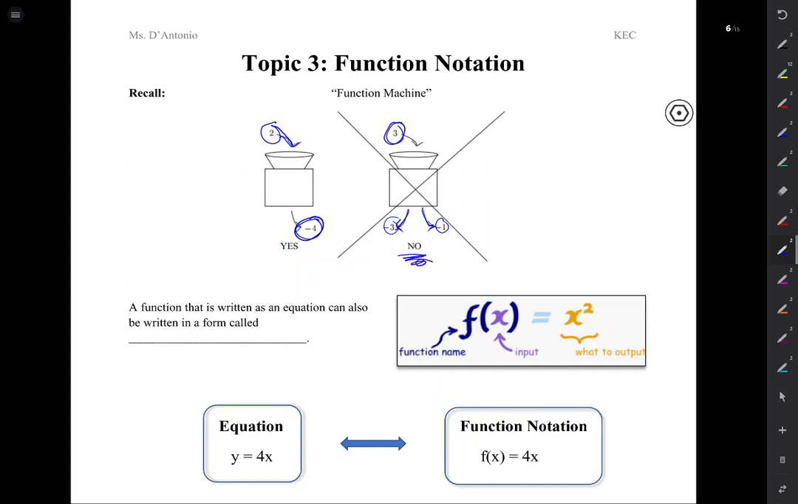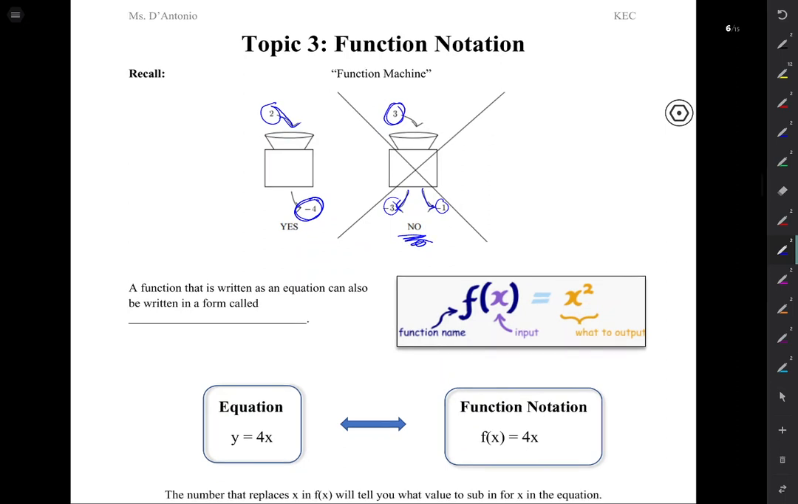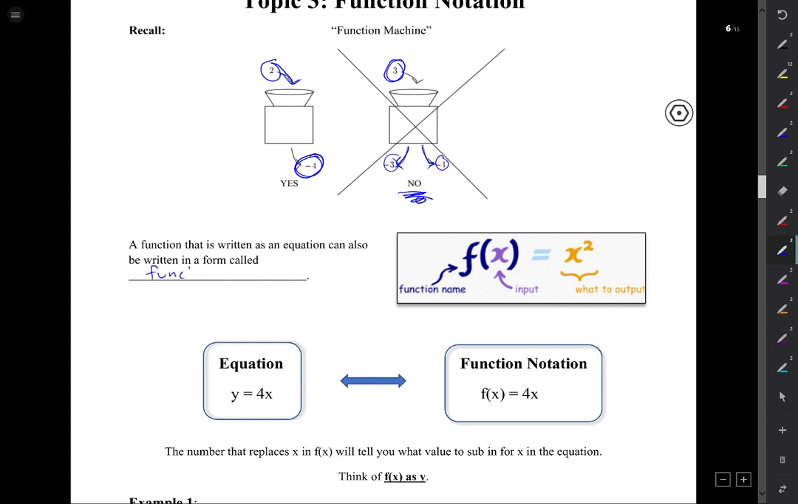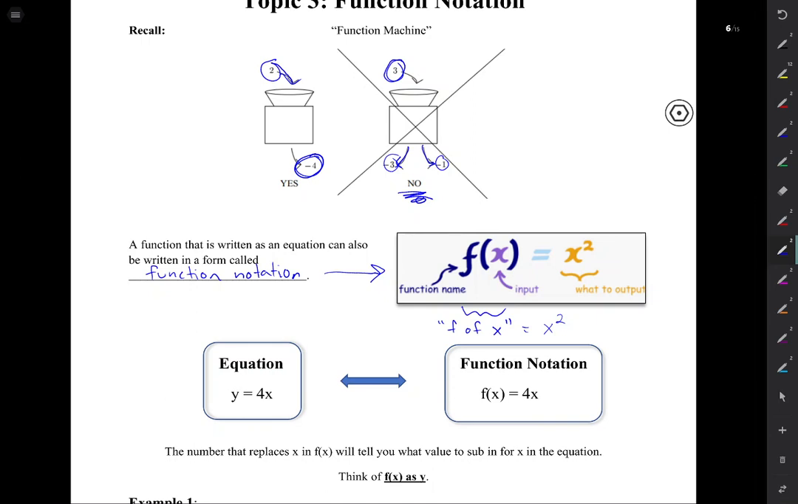So let's look at how to write functions as equations. A function that is written as an equation can also be written in a form called function notation. Over to the side here, I have an example of what function notation is. We have an f and then we have an x in the bracket. How we would read this is we would say f of x. So the function of x is equal to x squared. So that's how we would say that out loud. I would say f of x is equal to x squared.